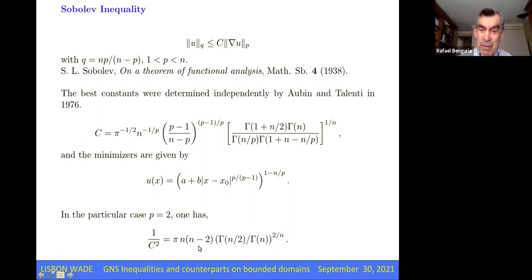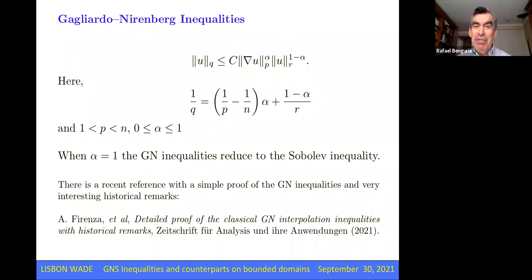The Gagliardo-Nirenberg inequality is a huge family. And what I'm giving here at the top of the page is a particular subclass of Gagliardo-Nirenberg inequalities. And they relate the LQ norm of U with the LP norm of the gradient of U and the R norm of U. And the connection here between the parameters Q, P, and the dimension N is expressed in this linear combination of the reciprocals of these things. And here P runs from 1 to N, and the parameter alpha in this convex combination that appears in the exponents runs from 0 to 1. And in the particular case when alpha is equal to 1, you see that this term is just 1. And then you recover the Sobolev inequality. So the Sobolev inequality is a particular case, with alpha equal 1, of the Gagliardo-Nirenberg inequality.